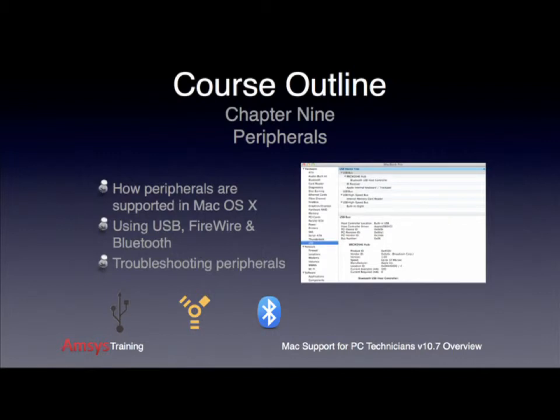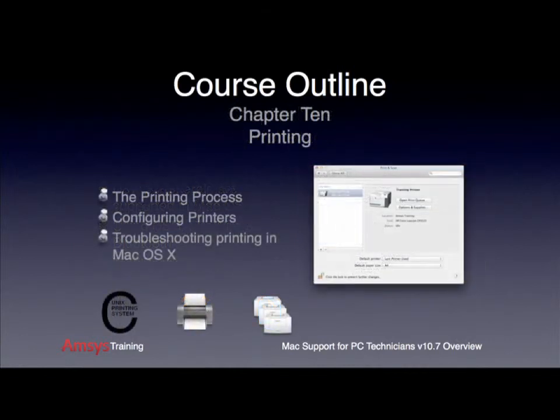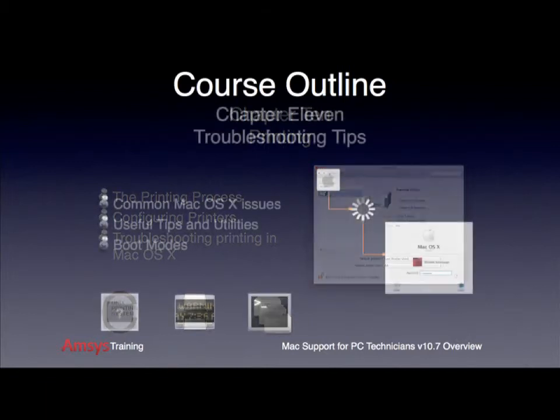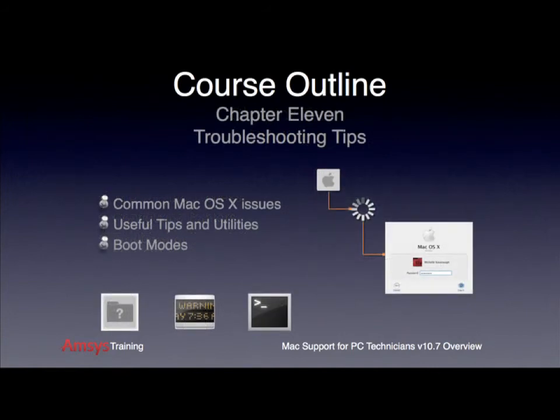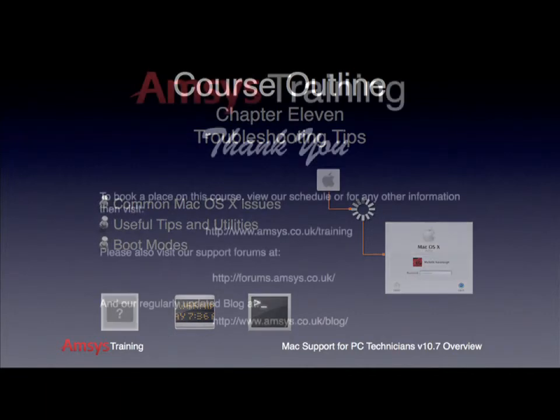At some point you'll no doubt have to troubleshoot a problem with an external device that's not working. So Chapter 9 covers how OS X handles peripherals like USB, FireWire and Bluetooth and how to troubleshoot issues with external devices. Printing problems are a very common issue. We'll guide you through printer configuration, sharing and troubleshooting. The course will be rounded up with the instructor walking you through common failures, useful quick fixes and handy boot modes to get your machine up and running quickly.